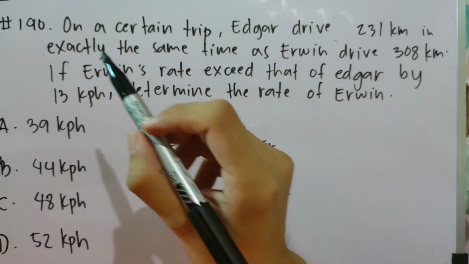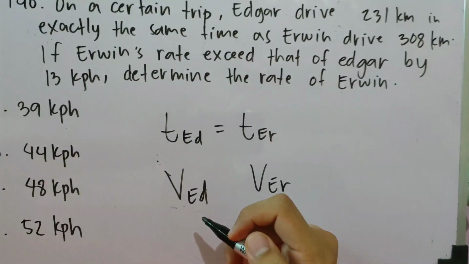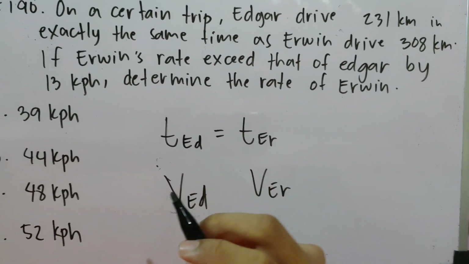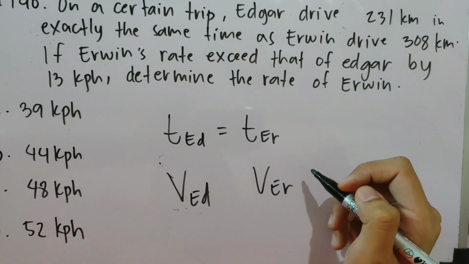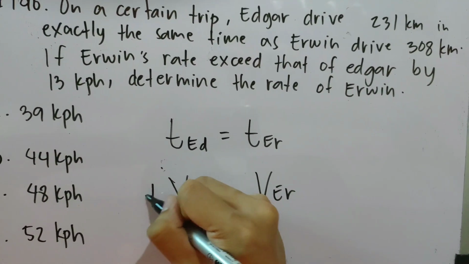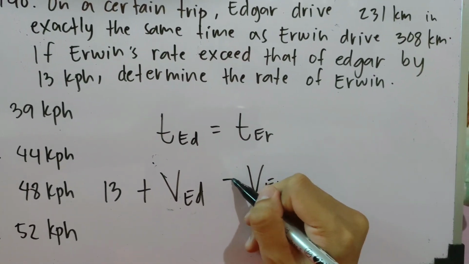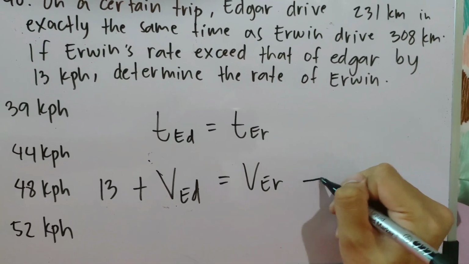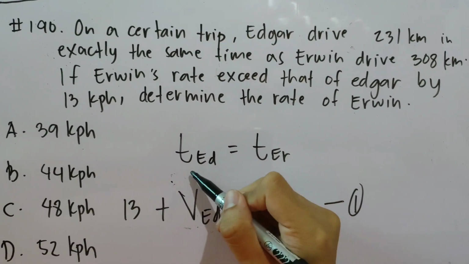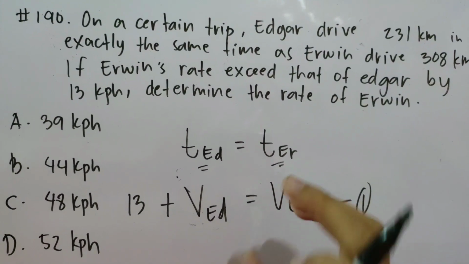So, sabi dito, if Erwin's rate exceed that of Edgar by 13 km per hour. So, si Erwin daw, mas malaki yung rate niya compared kay Edgar ng 13 km per hour. So, para maging equal sila, kailangan mo mag-add kay Edgar ng 13 kph. Para maging equal sila. So, ito yung first equation natin. Tapos, yung pangalawang equation natin, kukunin natin base dito. So, gagawin natin tong mga to na in terms of V or velocity.